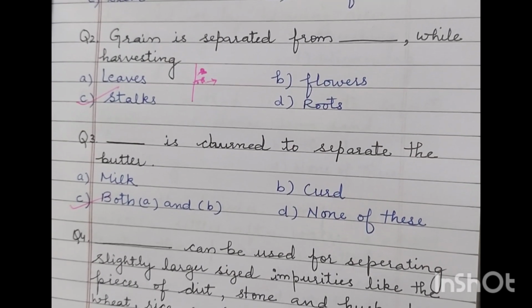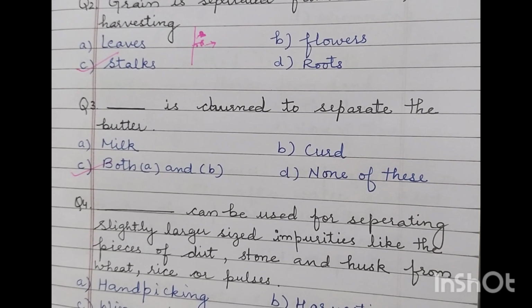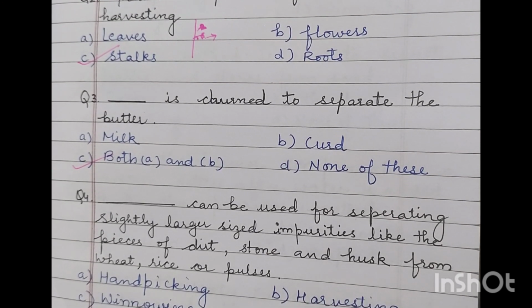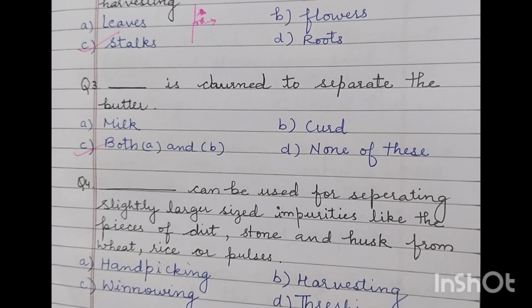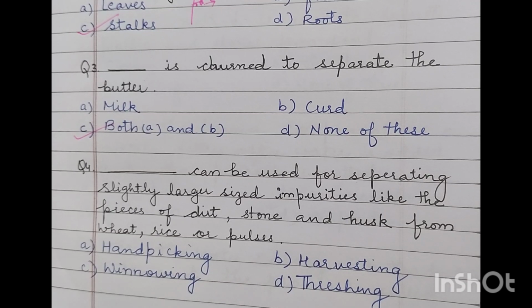Now next question, question number 4. Dash can be used for separating slightly larger sized impurities like the pieces of dirt, stone and husk from wheat, rice or pulses. So which method is used to separate larger sized impurities? Hand picking, harvesting, winnowing or threshing. Threshing is a method to separate grain and stalk. Harvesting means to harvest the crop, the mature crop. Winnowing is the method to separate the grains with the help of blowing wind, air.